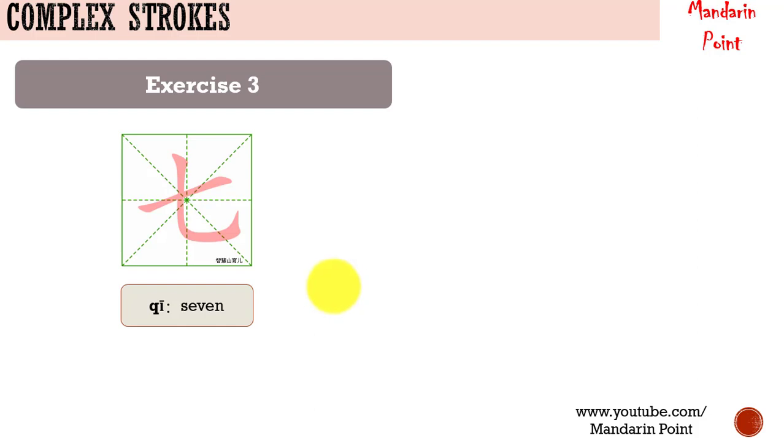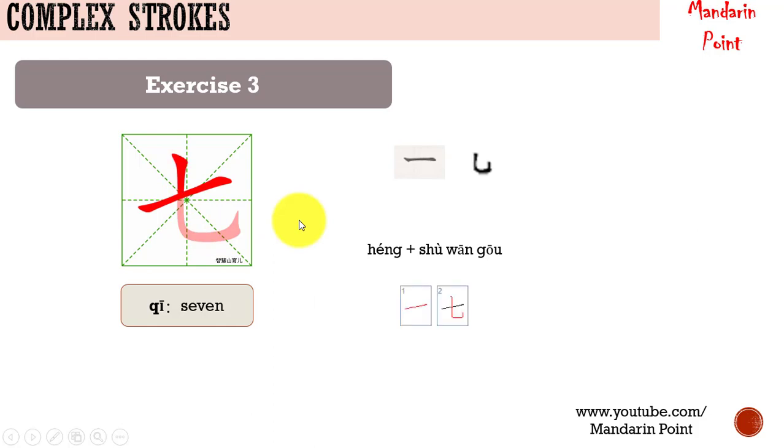Let's crack the third one. Very simple, just 2 strokes, this and this. So this one again is a horizontal stroke, and this one is again vertical bend with a hook. Shu wan guo. When these are put together, this is going to make chi, meaning 7.